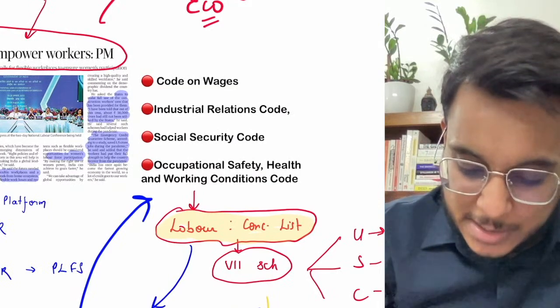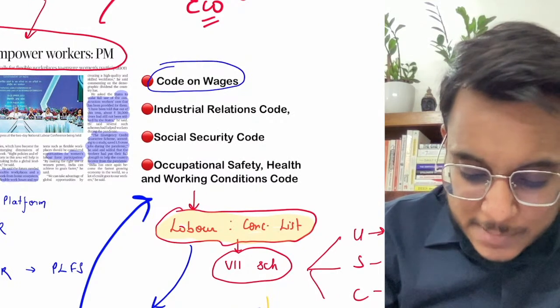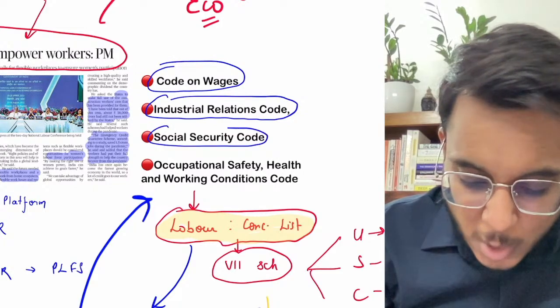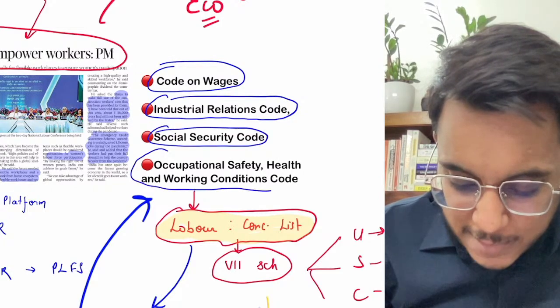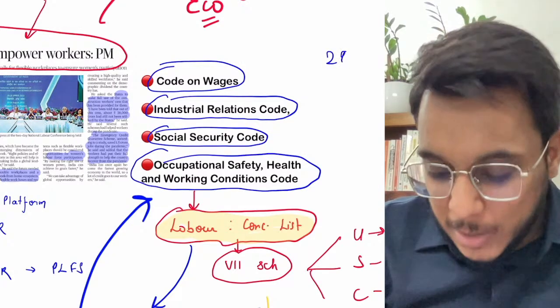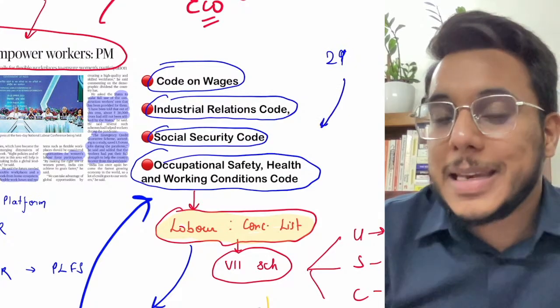These are the 4 labor codes that came into existence. Code on wages. Then the second is the code on industrial relations. Then the third is the social security code. Then the fourth is the occupational safety, health and working conditions code. So the 29 laws on labor got converged into these 4 labor codes.